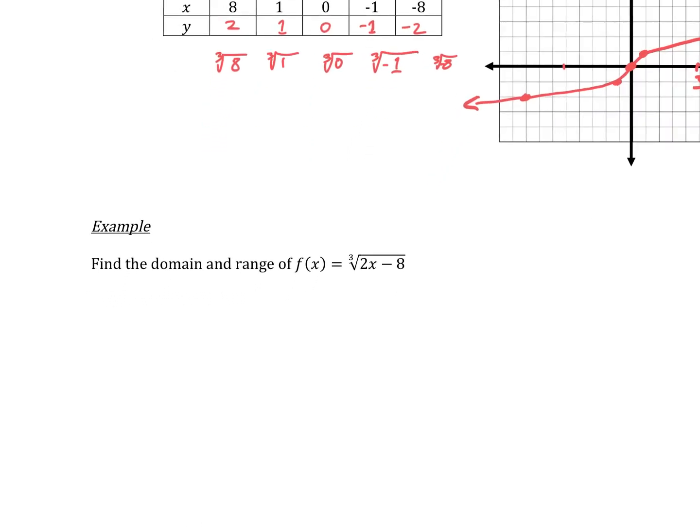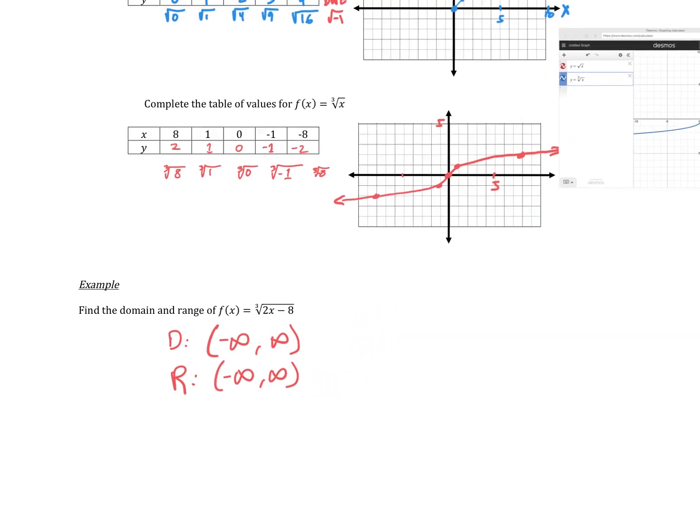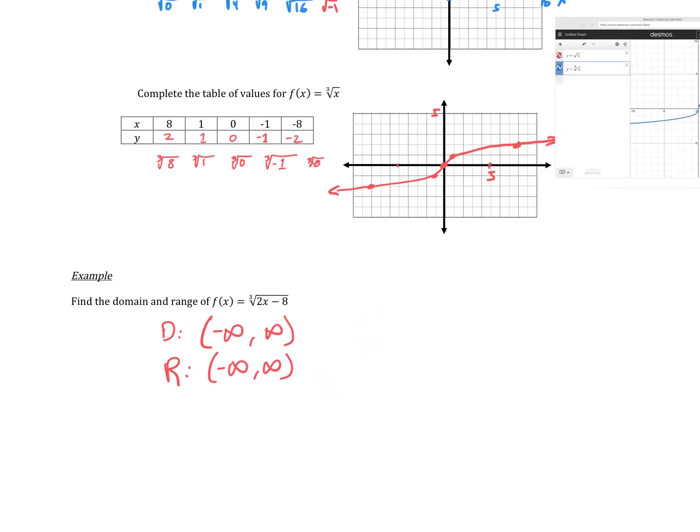So if we have an equation like this, or a question like this, find the domain and range of this cube root. Well, the answer is the domain is going to be from -infinity to infinity, and the range is the same, -infinity to infinity. In other words, all real numbers, because it'll go down forever, it'll go up forever, it'll go left forever and right forever. There's no limit to what you can put in, and there's no limit to what can come out. So odd roots, like third power or fifth power or anything, odd roots will have all real numbers for domain and range.